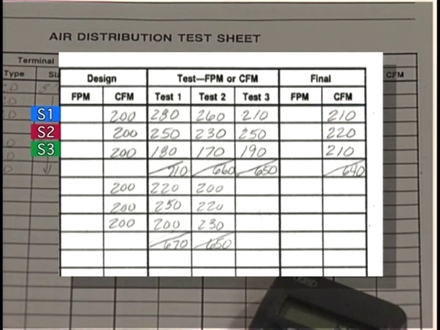The technician now has all the outlets on this branch balanced to within 10% of each other. The branch now has a total airflow of 640 CFM, or 107% of design.